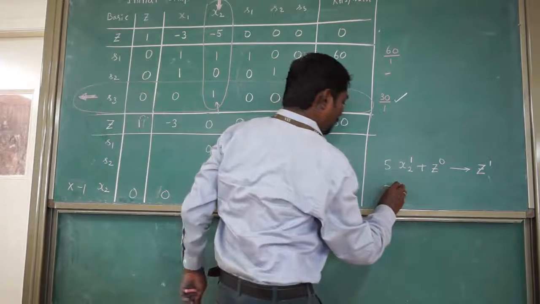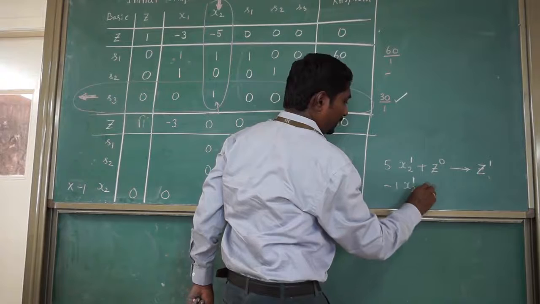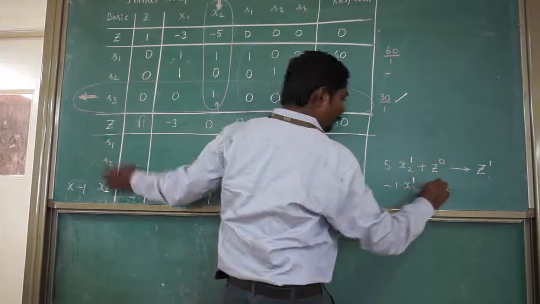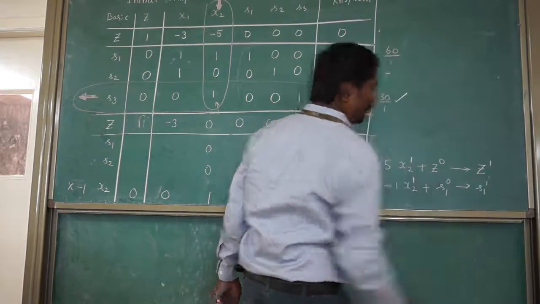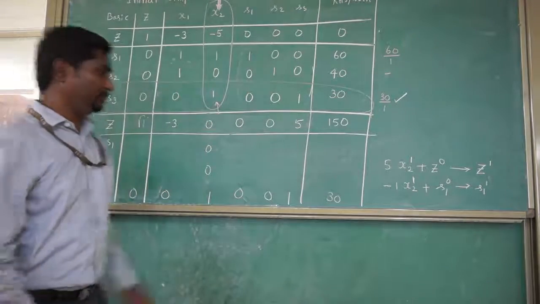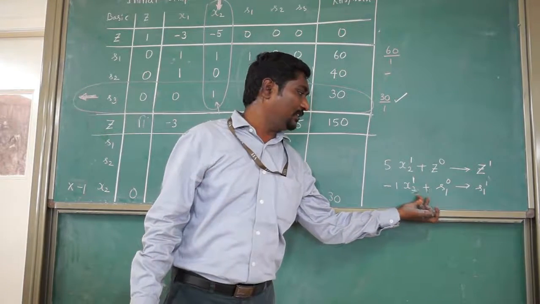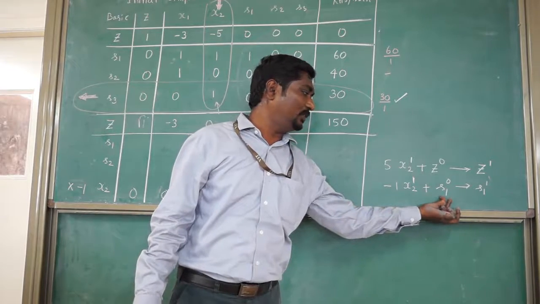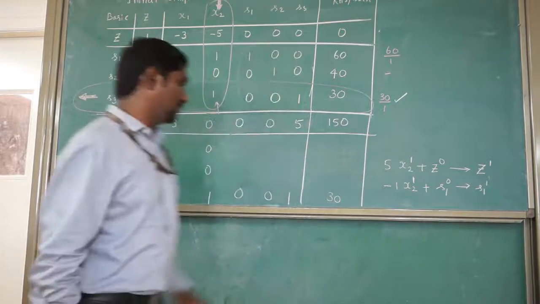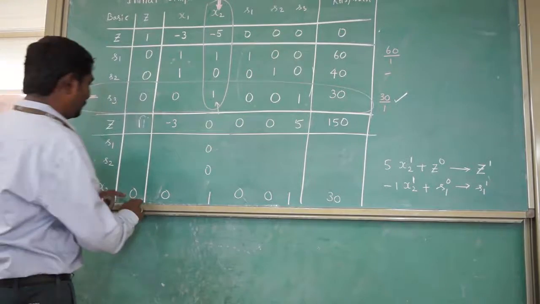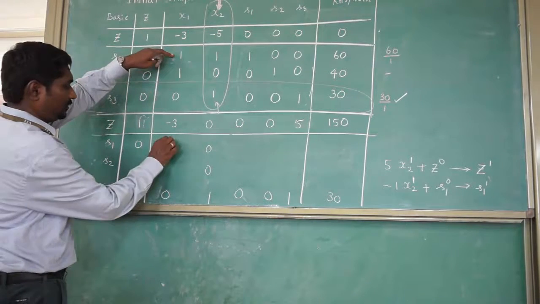That means I'm going to multiply this x2 row of the present iteration by minus 1, add it to the s1 row of the previous iteration, and write it in the s1 row of the next iteration. Okay. So multiply this by minus 1, add to this, write it here. Multiply this by minus 1, add to this, write it here.